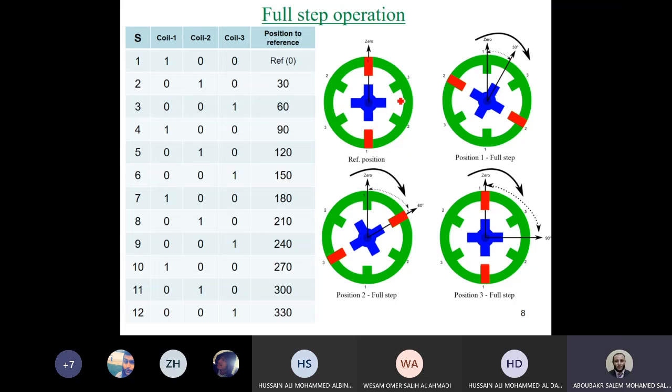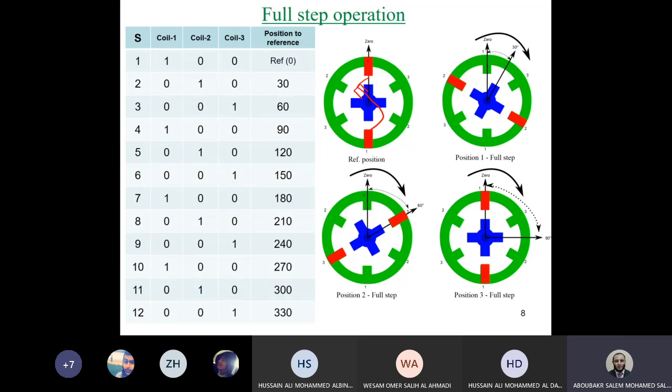So if we assume that in the beginning we have the first position like that, assume this is the position of the step, not as it is drawn here. So the flux will prefer to move like that here and return to the other teeth. Is it right? Okay, guys? Yes. Right. Okay. So this is the first criteria for the flux lines.